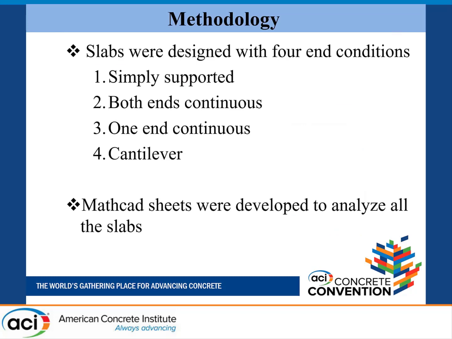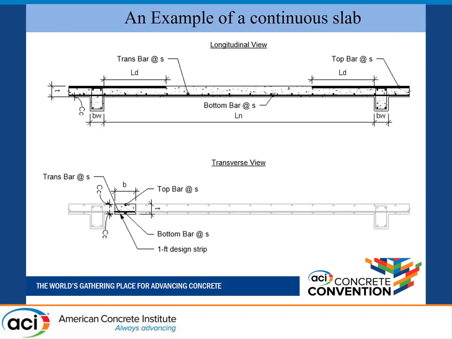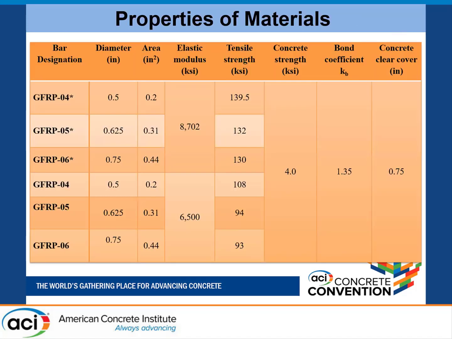As given in that table, I have analyzed the slabs for different support conditions, such as simply supported, both ends continuous, one end continuous, and cantilever slabs. Since now we don't have any software to design slabs or any member using FRP, we generated MathCAD sheets to analyze our slabs for different end conditions. This is just a section of a continuous slab showing the detailing of a slab.